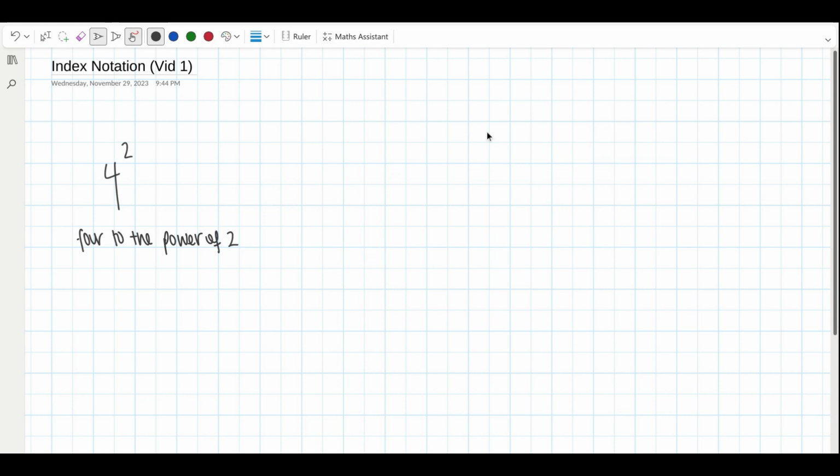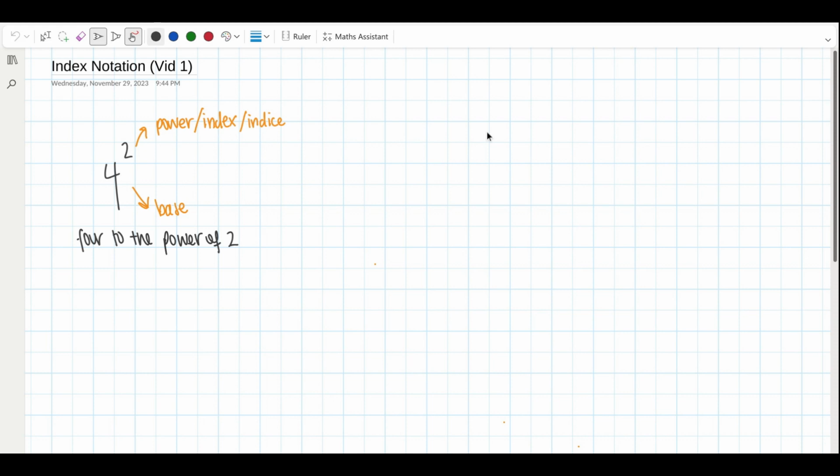we can see that the 4 will be our base, and the 2 is our power. Now, another word for the power is it can also be known as the index or the indice. Now, these all mean the same thing. You can use them interchangeably, whatever you feel more comfortable with. But that's how you write it, and that's how you say it.